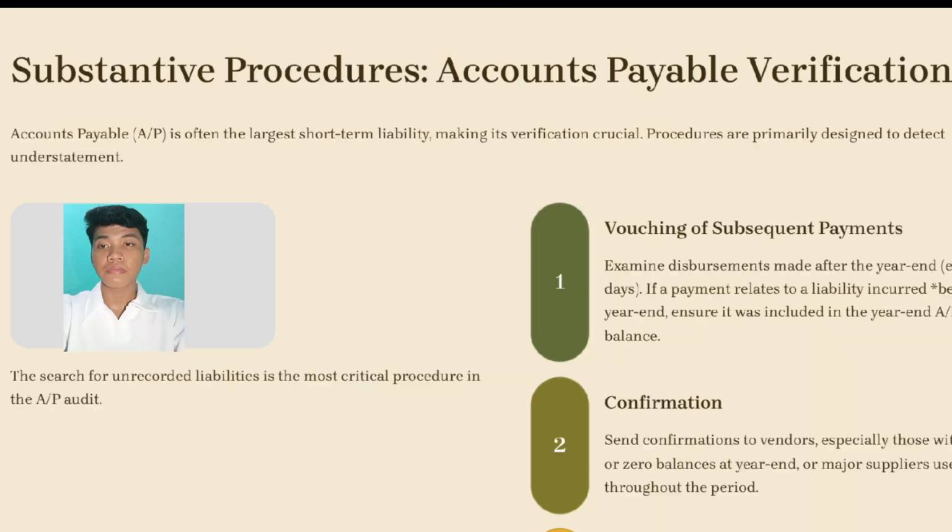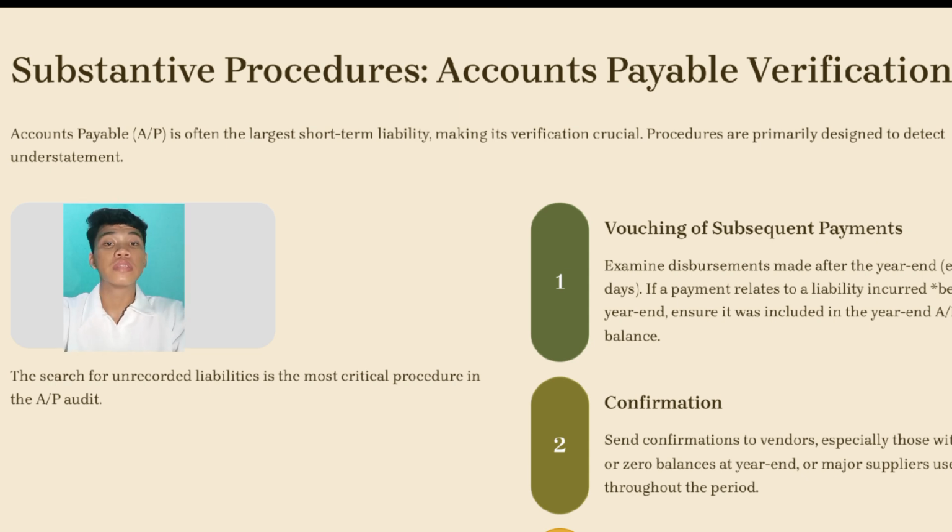On the next slide, there is substantive procedure, accounts payable verification. Number one, testing of subsequent payments. This is to examine disbursements made after the year end. If a payment relates to a liability incurred before year end, ensure it was included in the year. And the next, confirmation. Send confirmation to vendors, especially those with small or zero balance at year end or major suppliers used through the period.